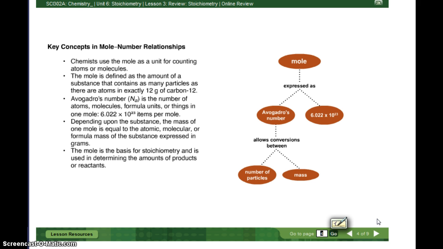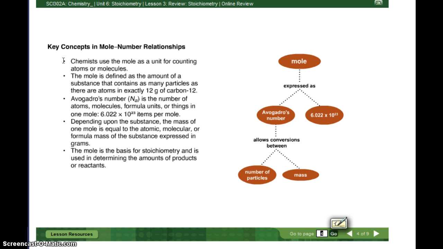Key concepts in mole number relationships. So let's look at the diagram first this time. The mole can be expressed as 6.022 times 10 to the 23rd. It's also called Avogadro's number, and it allows conversions between the number of particles and the mass.